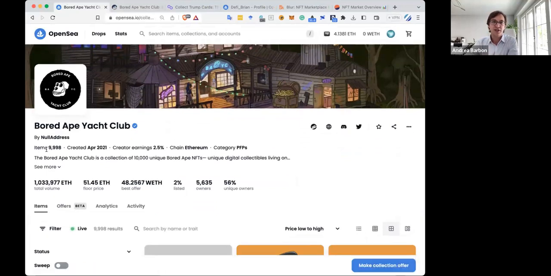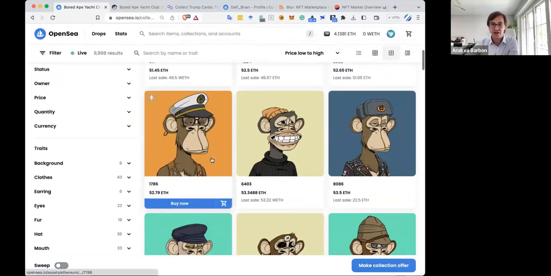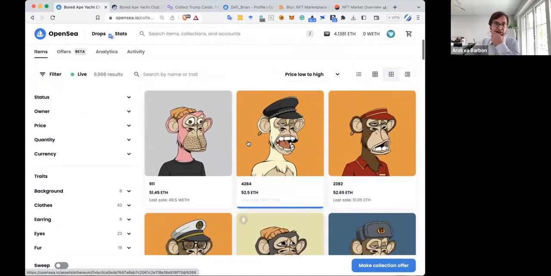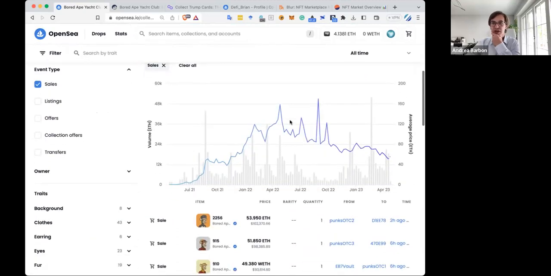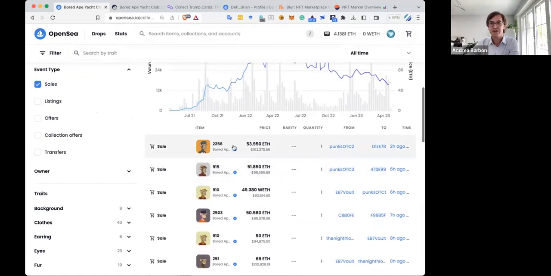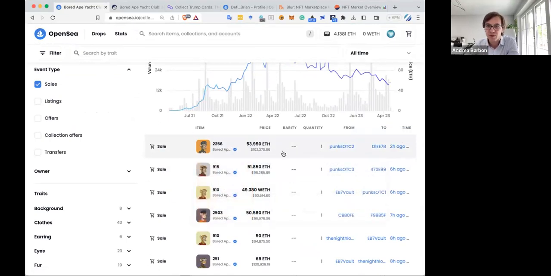These NFTs are more scarce, right? Because there are only about 10,000 of them around. And also the floor price is much higher. That's 51 ethers instead of a fraction of an ether. So those are more famous NFTs, let's say. You can also check the activity from the exchange. Here you can see how the price evolves over time, what the trading volume is, and what the latest transactions are. So for instance, 2 hours ago, this Bored Ape was bought for 54 ethers, which is about $100,000 at the moment.